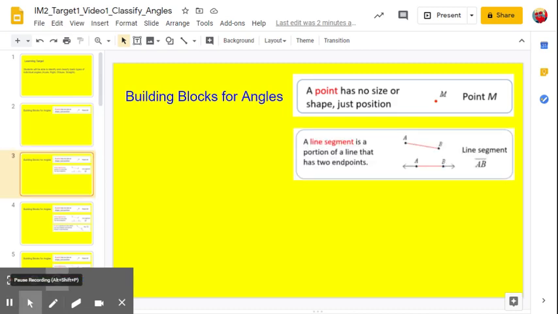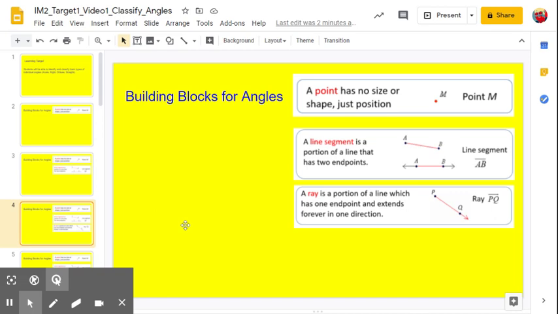A line segment is a portion of a line that has two endpoints. So in the example up here, segment AB is our line segment. Okay, we see these arrowheads going on and on. They do not end. So that is not a line segment. That would be a line. So from A to B is the segment.